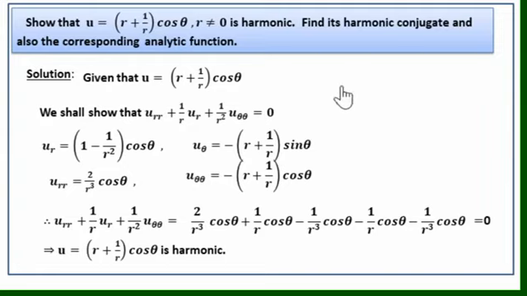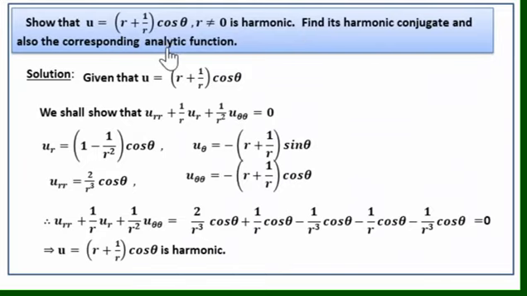Then we have to find the harmonic conjugate of u, and then we need to find the analytic function f of z equal to u plus iv. Now what is the harmonic conjugate of u? The harmonic conjugate of u is v. We need to find v and f of z.